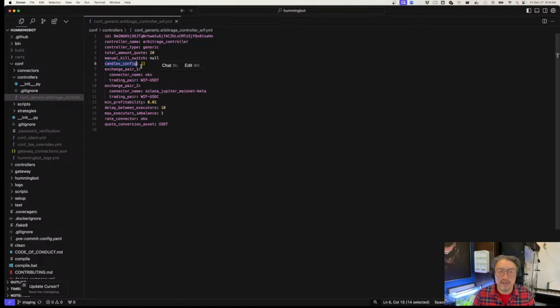We're going to use the same exchange. We're not going to use the candles config here. For arbitrage, we only need to define the two exchanges and the pairs that we need to trade. And this min profitability is the percentage profit that we need to make before we do a trade. So initially, I'm going to set this somewhat high at 1% because I don't want to trade all the time.